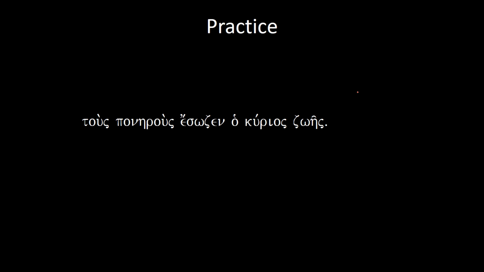All right, let's practice some sentences. These are going to have some of these verbs. Tous ponerus esodzin ha kurios zoes. So remember, the first thing we want to try to do is to find a verb. The verb is right here. Esodzin. Then we want to find a nominative subject. Ha kurios is our nominative subject.